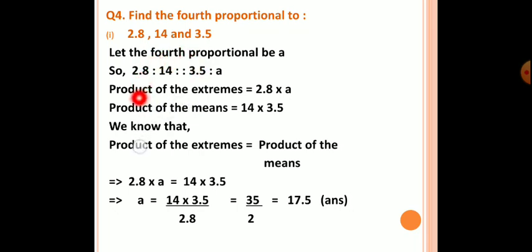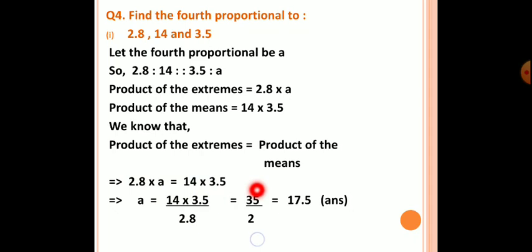So let us first take product of the extremes is equal to 2.8 into A, and product of the means equals to 14 into 3.5. So we know that product of the extremes is equal to product of the means. So 2.8 into A is equal to 14 into 3.5. So A equals to, we'll bring this 2.8 to the other side. So 14 into 3.5 divided by 2.8, which is equal to 35 by 2.